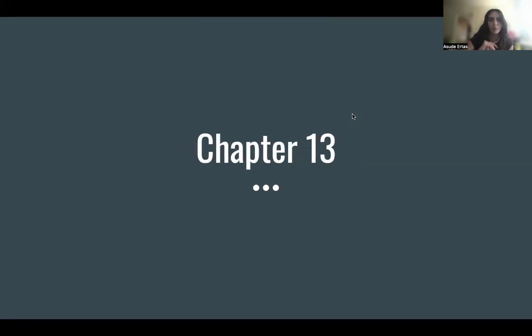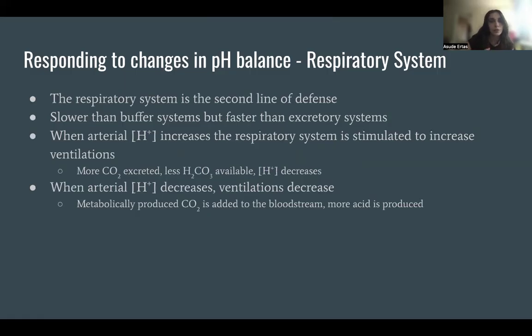So exam 3 review. This is the rest of chapter 13. Let's start with responding to changes in pH balance. The respiratory system is the second line of defense that responds to changes in pH in our bodies. It's not as fast as the buffer system, but it is faster than the changes by the excretory system.